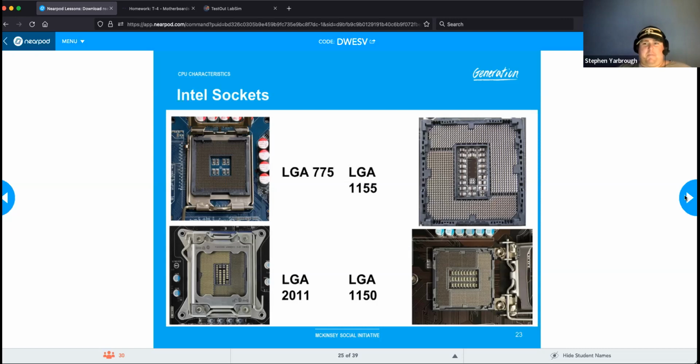Gotcha. You may be thinking of AMD, where you have the pins and they have to go down in those little holes. You may need to move it around a little bit to make sure that those pins are seating in those holes before you close the cage. But on Intel, do not press down.